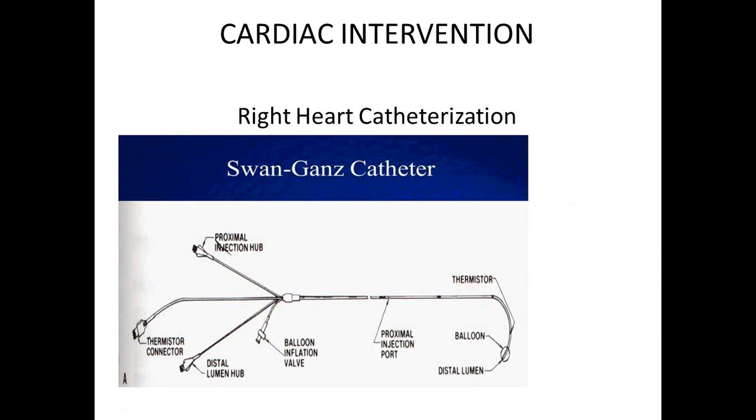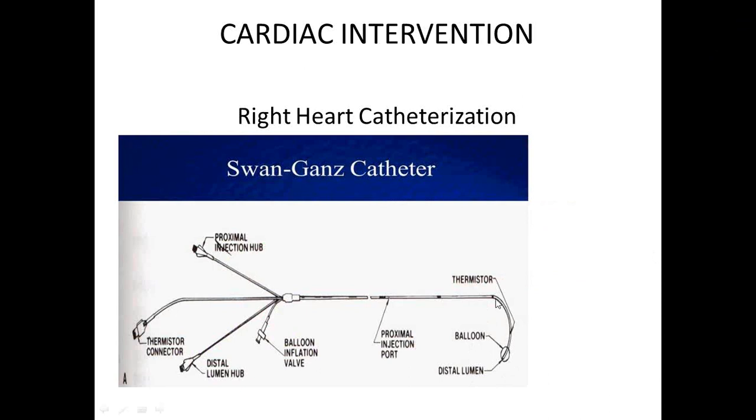We inflate the balloon and wedge it in the pulmonary capillary. So this lumen looks at just the pulmonary capillary wedge pressure, which is a surrogate of the left atrial pressure, which is a reflection of the left ventricular end-diastolic pressure. So this is the portion that we wedge. We blow the balloon up and it's held in place in the capillaries, and then we can measure the pressure.